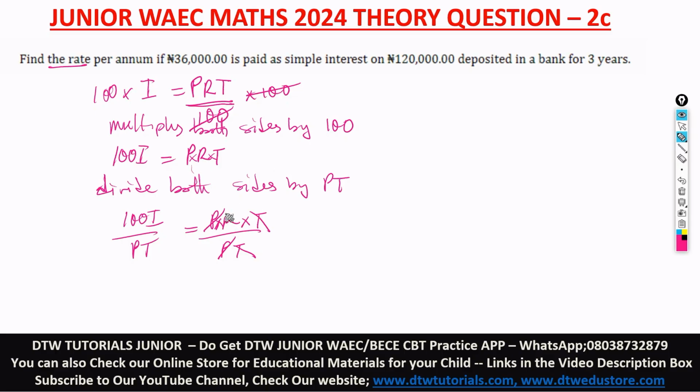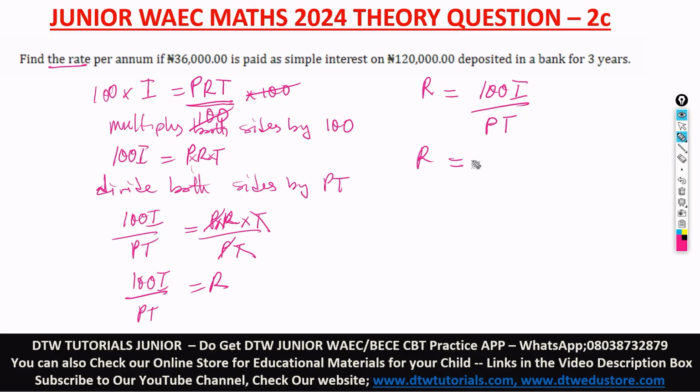So here now we are left with what? R. So we have 100I over PT is equal to R. Can you see? R now stands alone. And this also means the same as R, which is our rate, is equal to 100I divided by PT. Now, it is so easy for us to get our rates. Why? By just putting the values now into this our formula.